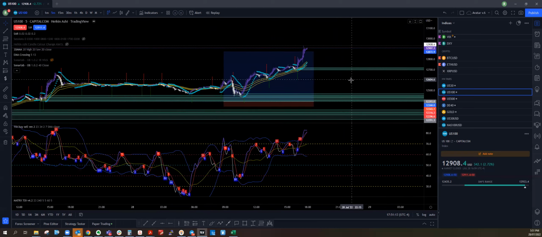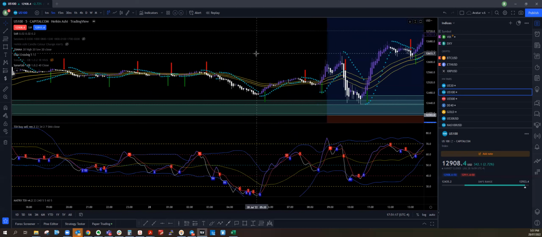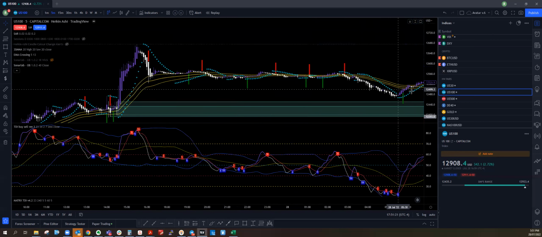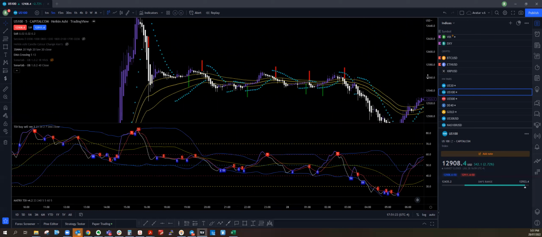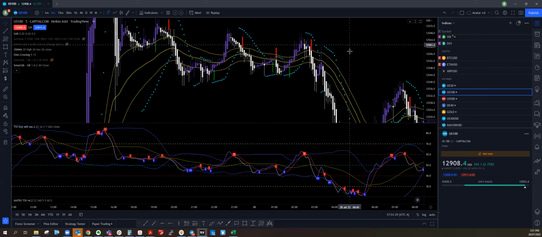So let's go and look for some entries right now, just so you can see how it is to trade with the avatar strategy. It's pretty simple. I tried to make it as simple as possible.